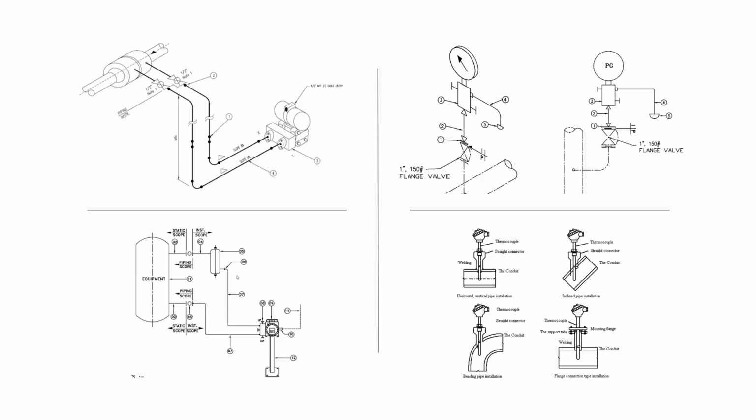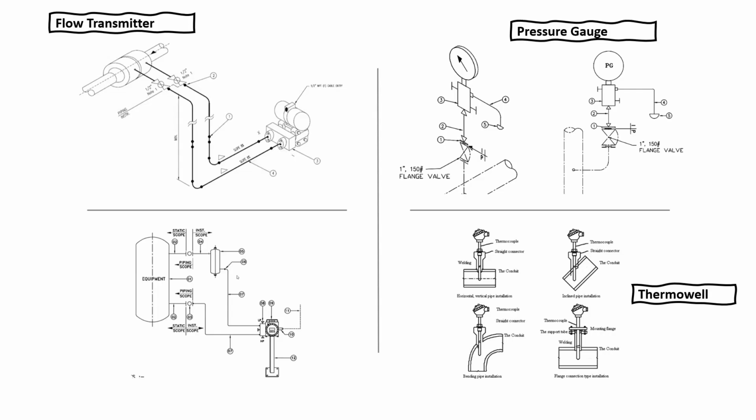Different instrument types have different hookup diagrams. A thermowell installation looks very different from a flow transmitter tapping. A pressure gauge hookup is different from a level transmitter installation on a large vessel. Projects typically have a library of standard hookup drawings, and each instrument on the project is assigned the appropriate one.